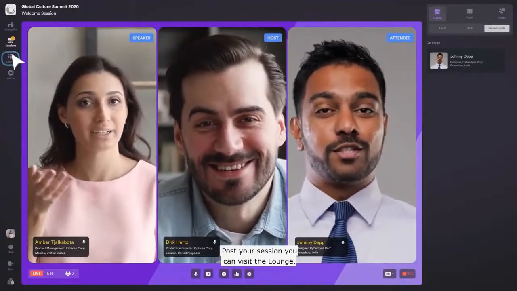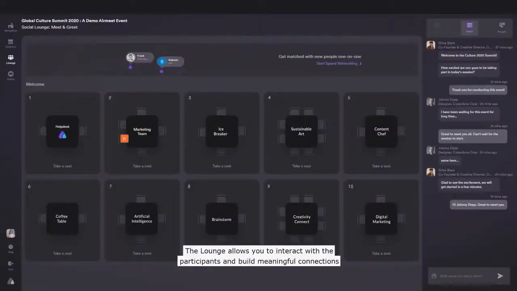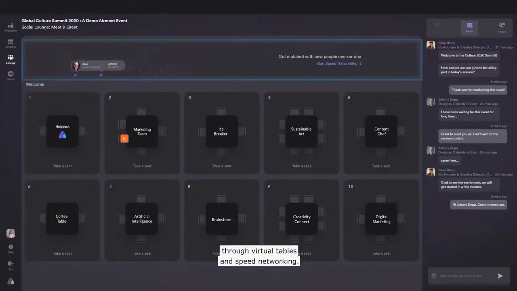Post your session, you can visit the lounge. The lounge allows you to interact with the participants and build meaningful connections through virtual tables and speed networking.